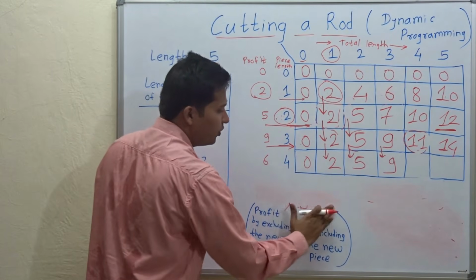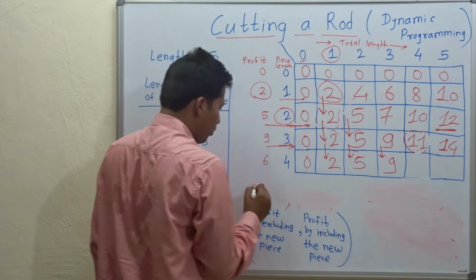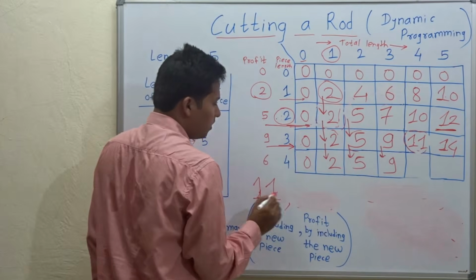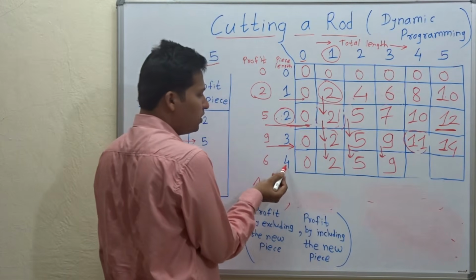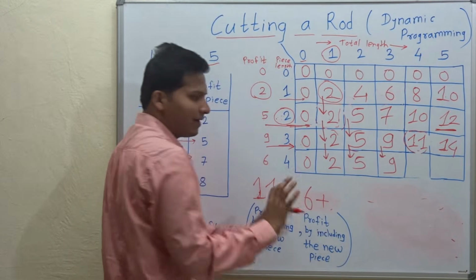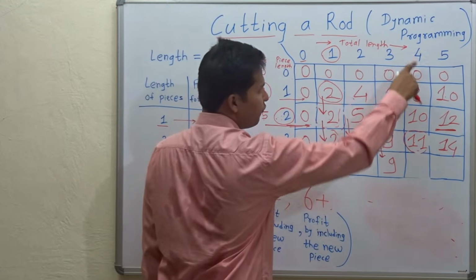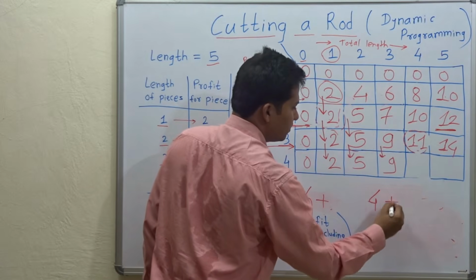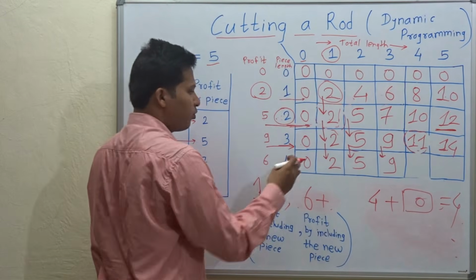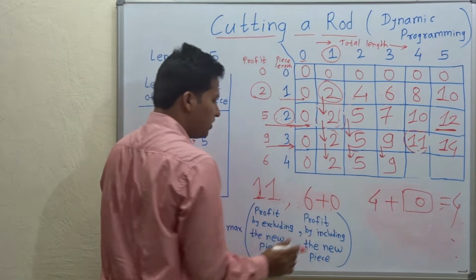Now, by excluding the new piece, what is the profit? 11. That is the profit from the above cell. Now, by including the new piece, if you include this piece of length 4, the profit is 6. And the remaining length to make a total of 4 is 0. So the profit will be 0. 6 plus 0 is 6.